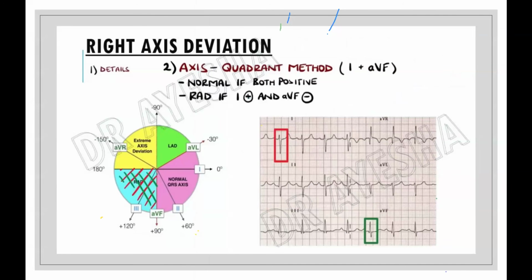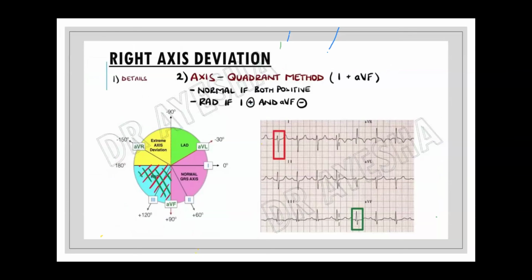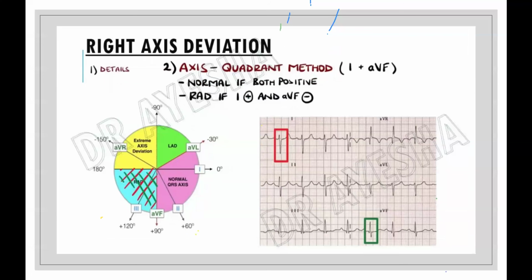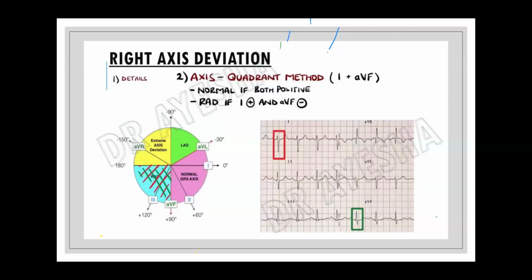Okay, now we talk about the second. Again, we start with the ECG. We start with lead 1 and lead AVF. So again, what we discussed, we will first locate lead 1 and AVF. We have already located. This is your lead 1. This is your lead AVF.